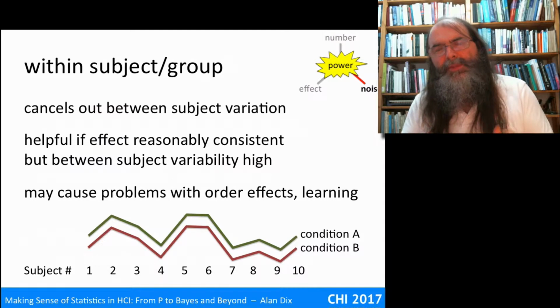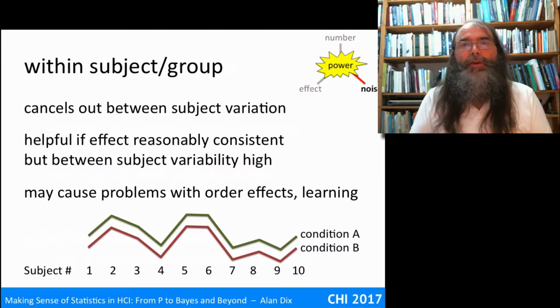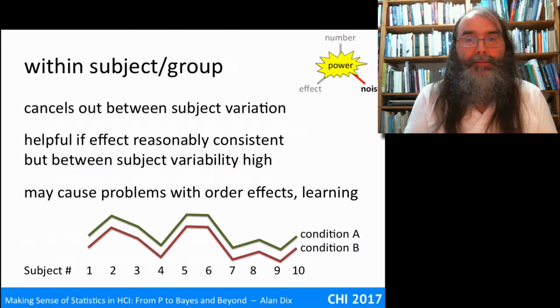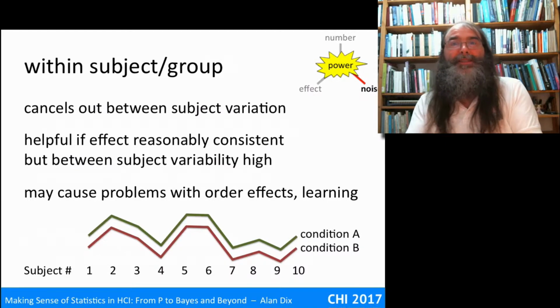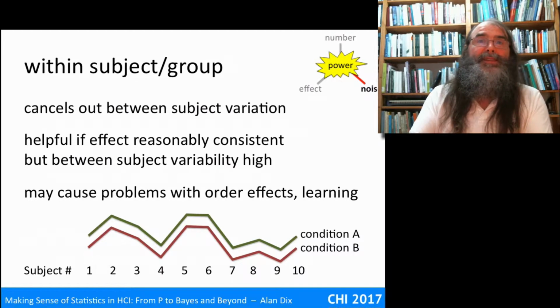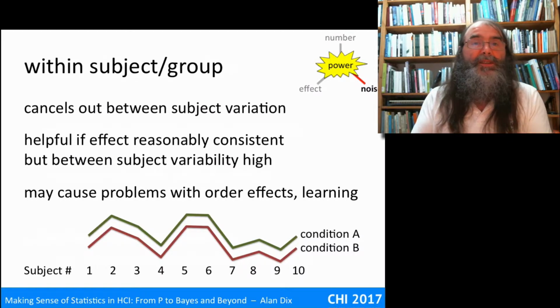Now this again comes with a cost. If you're going to give each person both systems, then you can have effects where whichever one comes first might get the better or the worse result. Sometimes people learn, so you do system A followed by system B. They do better at system B basically because they've learned with system A. Or sometimes it can work the other way around.